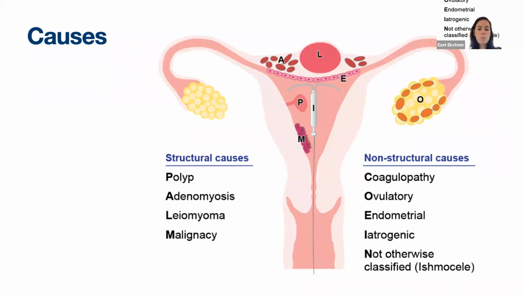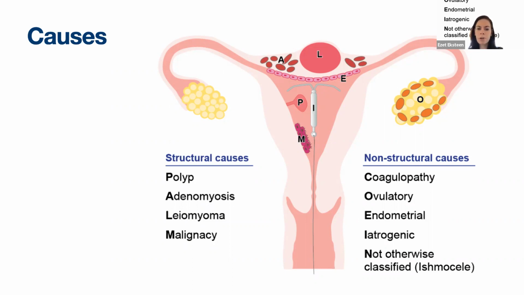So the most common causes, I'm just briefly going to touch on. I haven't included all the causes. There's a very long list of potential causes that can cause abnormal uterine bleeding. There is a nice mnemonic called PALM-COEIN, which just helps us to remember the most common causes and what to look out for, or what to think about, when we want to diagnose abnormal uterine bleeding.